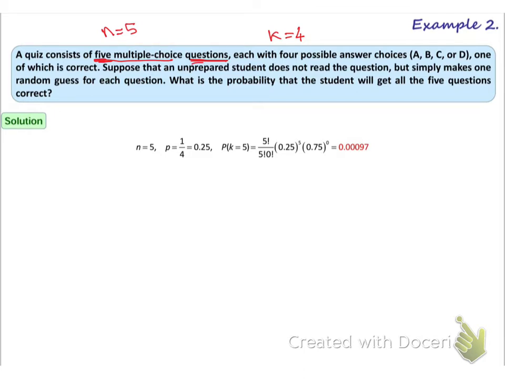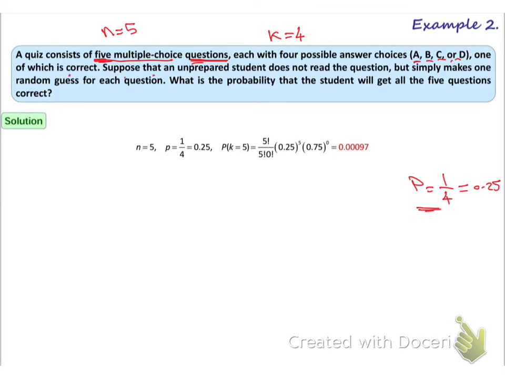The answer could be A or B or C or D, one of which is correct. So 1 of 4 will be correct, only one of them. There are no multiple correct answers. So in every question, one of them will be correct. So the probability of having a correct answer is 1 over 4, which is 0.25. So 1 in each 4 will be correct, and 3 will be wrong.